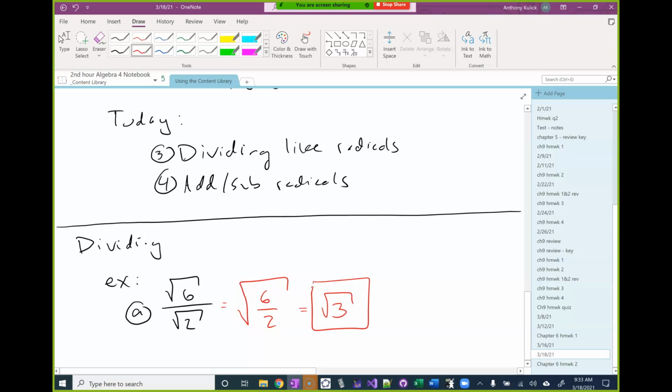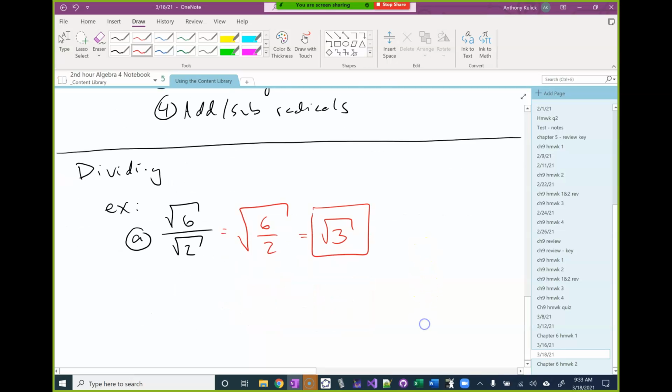So if we notice that I can reduce the fraction, we can just combine the two radicals together into one fraction, do our reducing. And maybe there's more to do after that. Maybe there's not, like there was in this case. Let's look at another one.